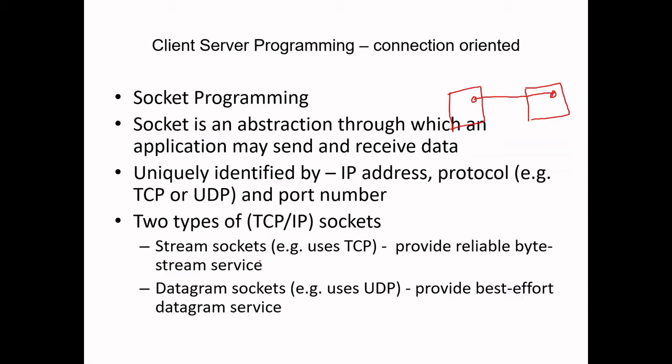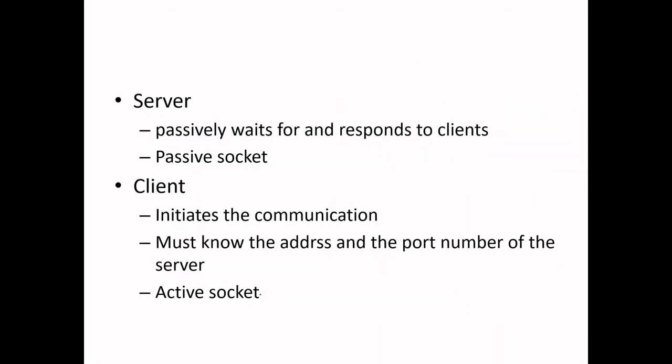So we can have two categories of sockets: one is a stream socket for TCP and the other is datagram sockets for UDP. In the case of UDP, datagram sockets do not establish a connection. We'll come to that later and you'll understand how it is.